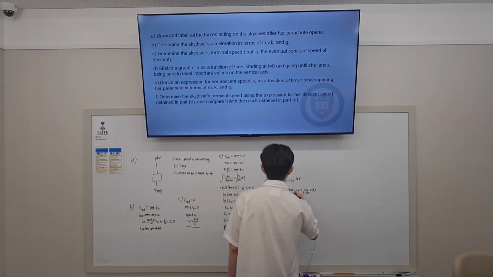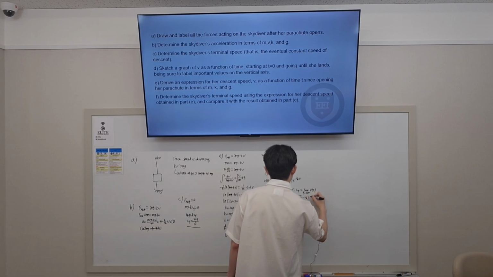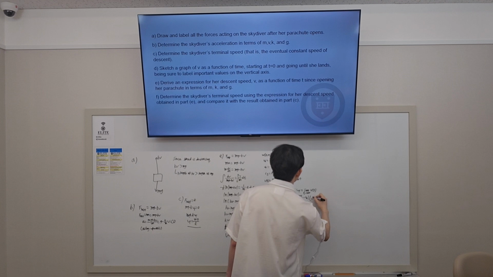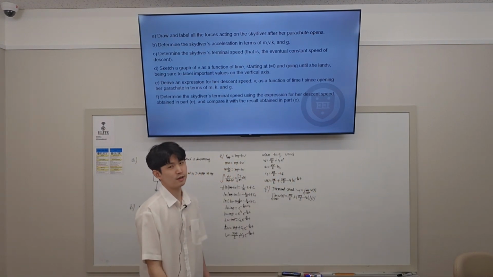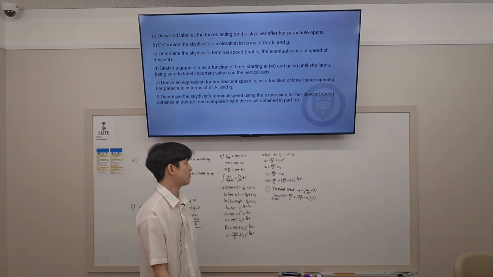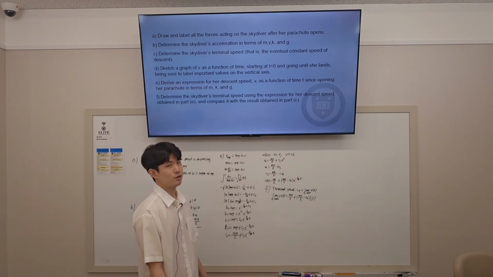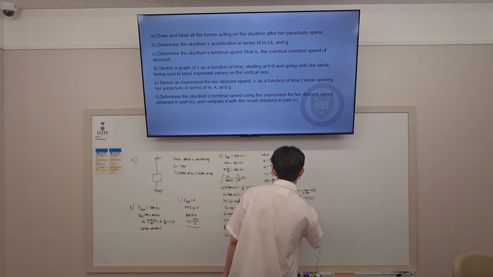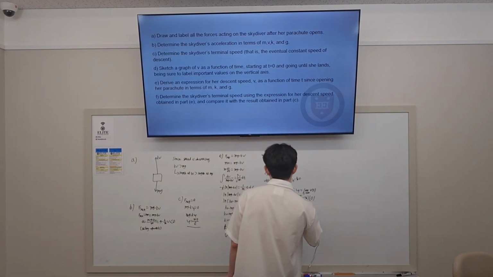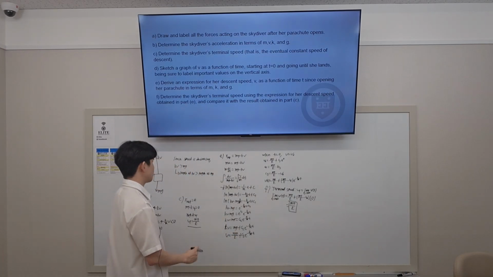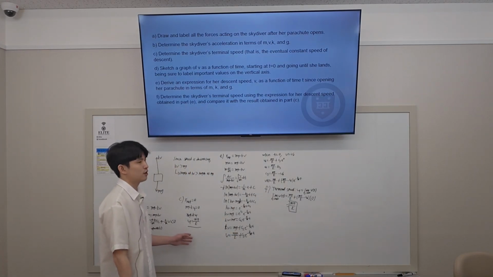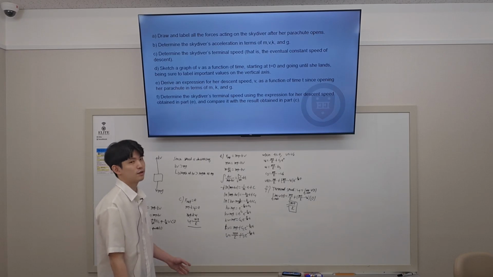And when t goes to infinity, v becomes mg over k plus mg over k minus v naught times the e term. And this e term becomes 0, because as t goes to infinity, e to the power of minus k over m t becomes 0. So this just becomes mg over k. So as you can see, the terminal speed that we got here is mg over k, which is the same as the terminal speed we got in c. So the answer is consistent.